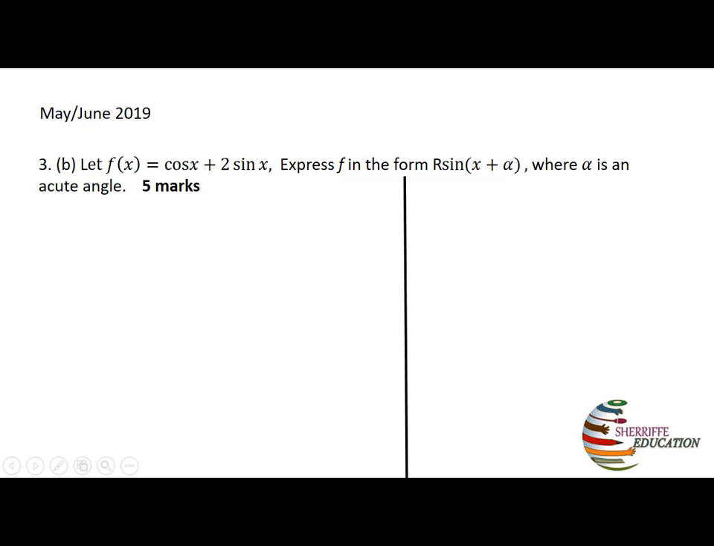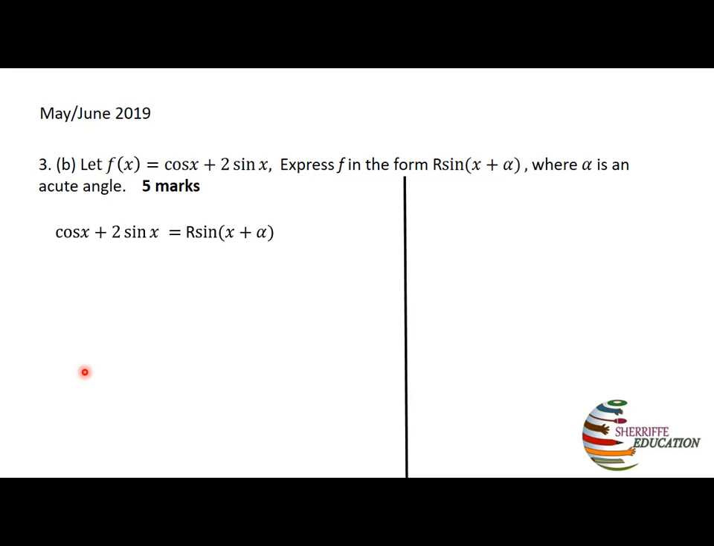Alright, so now we look at part B of question 3 from the past paper, the May-June 2019 past paper. Let f of x be equal to cos x plus 2 sin x. Express f in the form r sine of x plus alpha, where alpha is an acute angle.